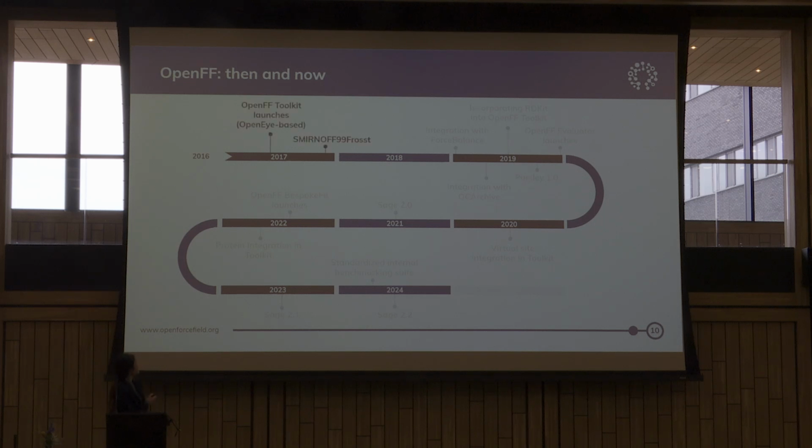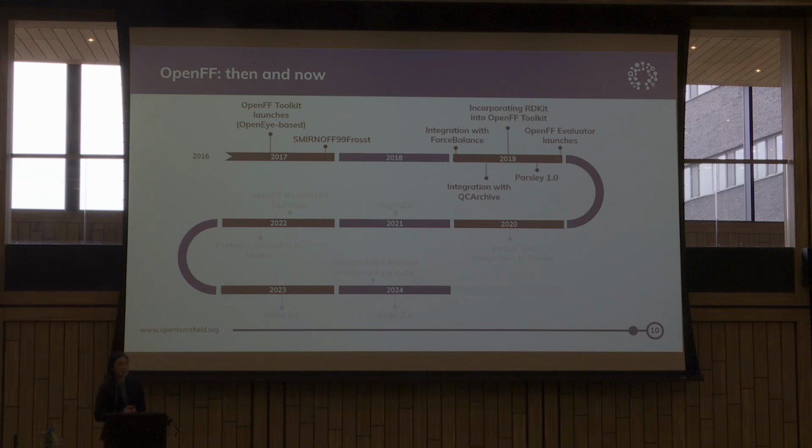So in 2017, that's when the OpenFF toolkit first launched, and that's what enabled us to release our first force field, Smirnoff99Frosst. And this, for the first time, was a force field encoded using the SMIRNOFF format that allows us to assign force field parameters to molecules using direct chemical perception instead of needing to define formal atom types.